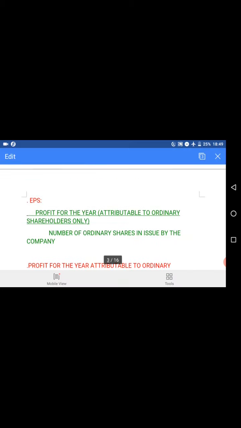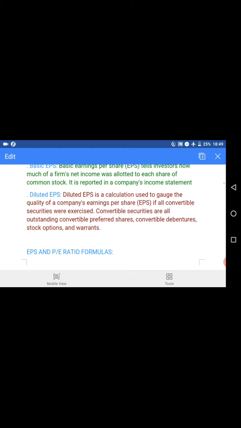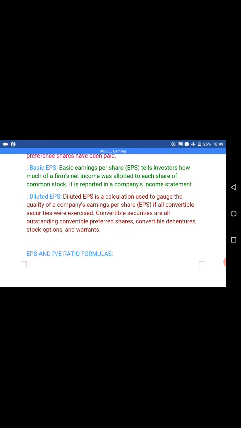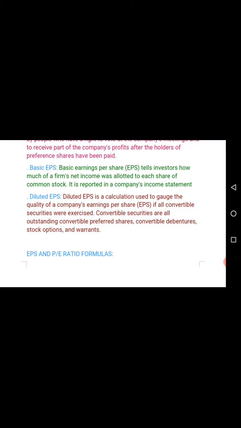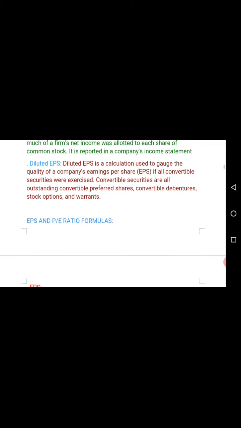And we had an example here, we had the definition here, and that potential ordinary share is a convertible security. We gave examples of convertible securities here: convertible preference shares, convertible debentures, rather, stock options, then warrants.